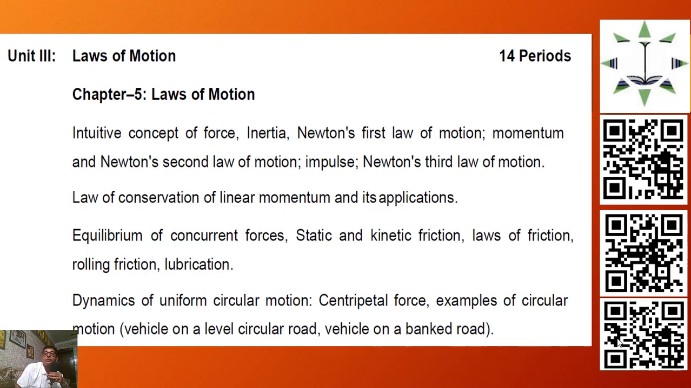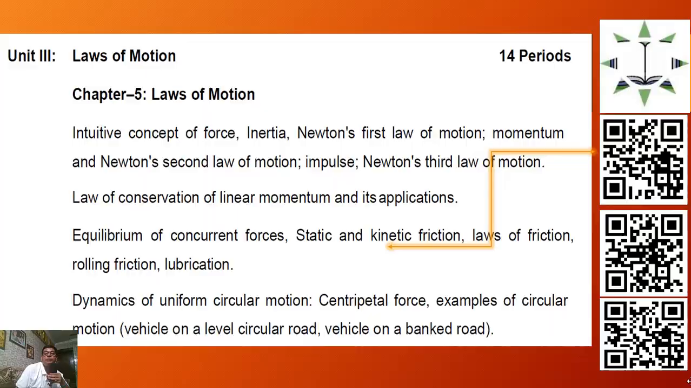Now laws of motion. This is a very simple chapter, and laws of motion start from your standard 8-9 and continue up to 12. There are different typical numericals that you have to solve, and you should be very solid in your concept. Centripetal force, centripetal acceleration and laws of conservation of energy are all explained here.